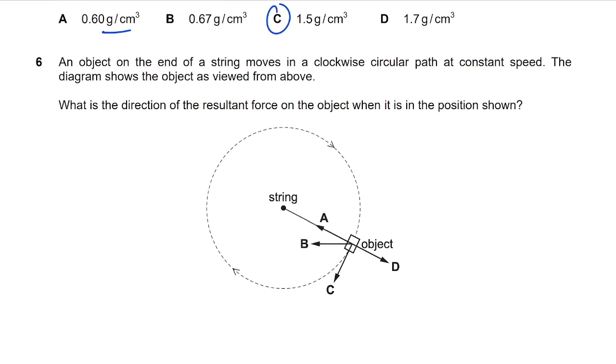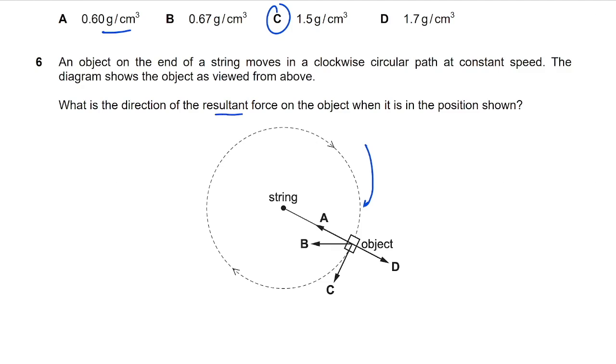The next question looks like it's about the centripetal force, but let's see. An object on the end of a string moves in a clockwise circular path at a constant speed. So it's going around like this, round and round. And the diagram shows the object as viewed from above. So we're looking at it from above. What is the direction of the resultant force?